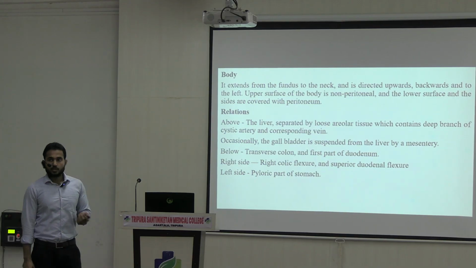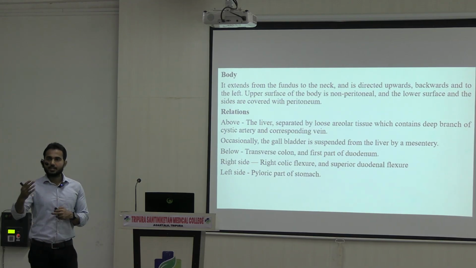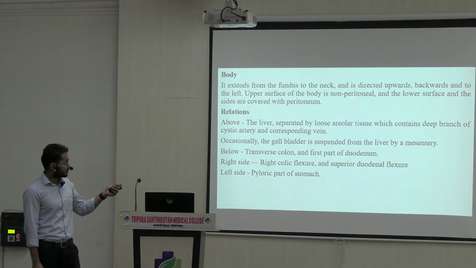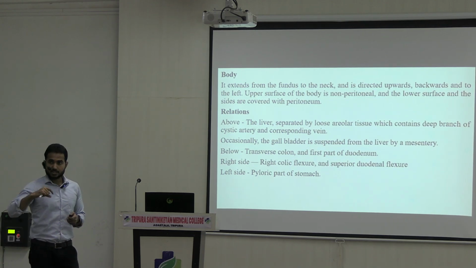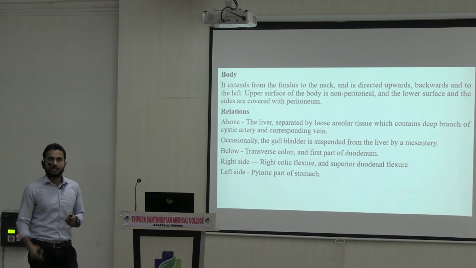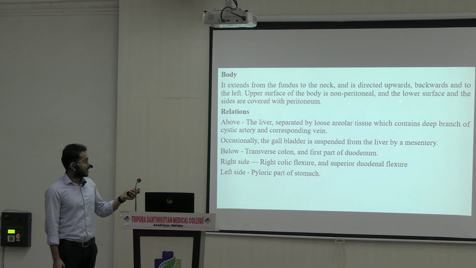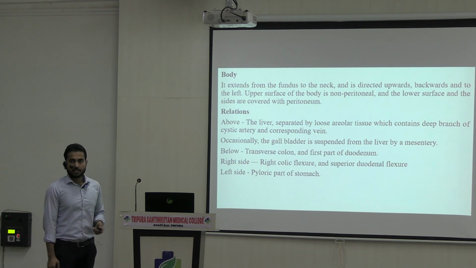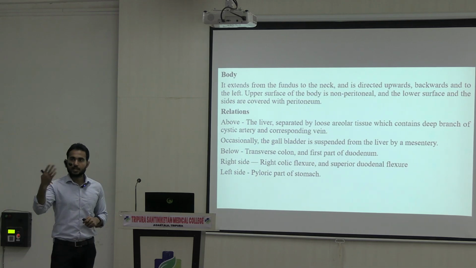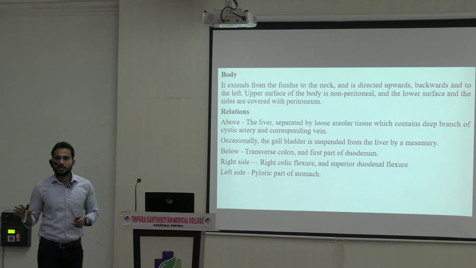Next is the body of the gallbladder. Beyond the fundus, the extended part is the body of the gallbladder. If you see the direction, it is directed upwards, backwards, and to the left. The upper surface of the body is non-peritoneal, and the lower surface is covered by peritoneum. The upper part, where it is situated in the fossa of the gallbladder, is non-peritoneal.